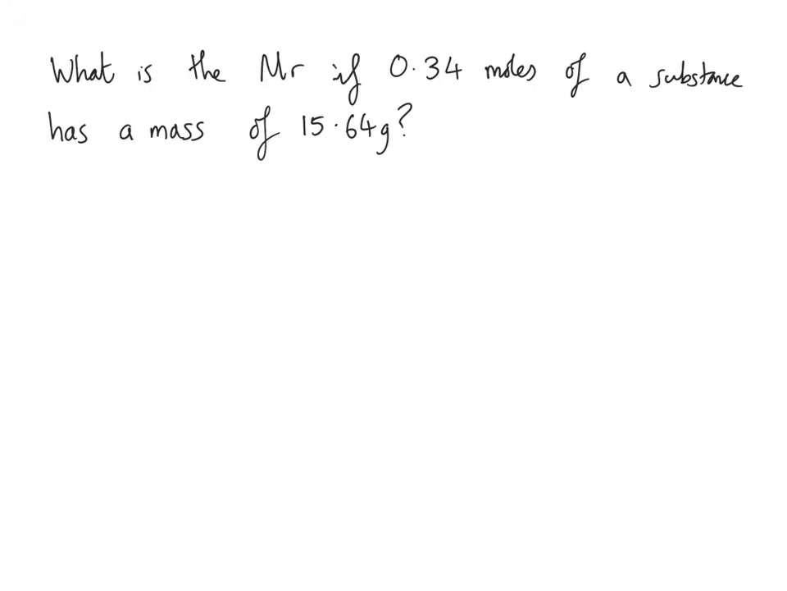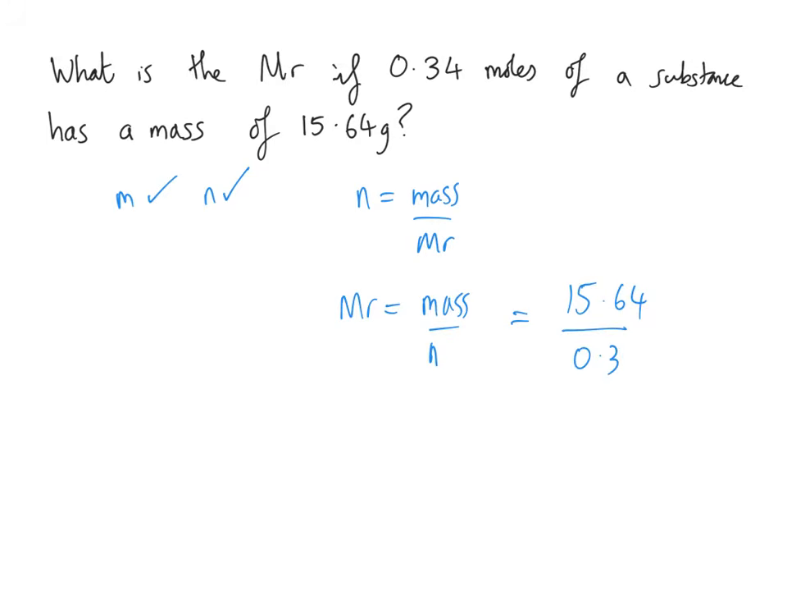We'll just take a look at one question that involves rearranging that formula. What is the MR of 0.34 moles of a substance if it's got a mass of 15.64 grams? So we know m and we know the moles, and so moles equals mass divided by MR rearranges to MR equals mass divided by moles, and so mass is 15.64 and moles is 0.34, and when we divide that number we get an answer of 46.0 grams per mole, but I'll put that in brackets because you don't need those units at A level.